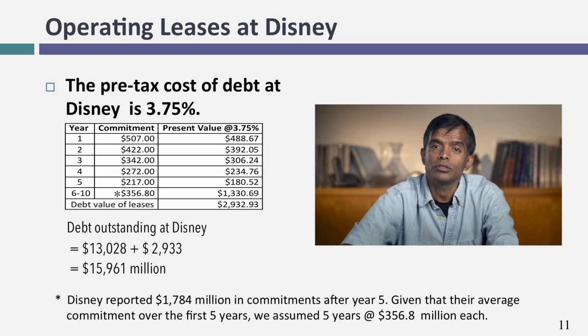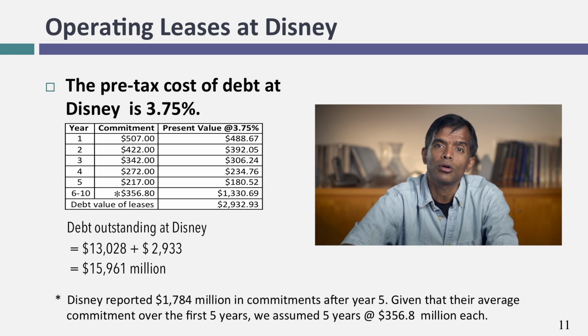You don't have to do this if you don't want to, but I think it's a much better approximation than treating that entire lump sum as coming in year 6. I then discount these lease commitments all back to today using the pre-tax cost of debt. Why the pre-tax cost of debt? Because these are pre-tax lease commitments, and the present value that I get for these lease commitments is $2,933 million. That's the debt value for my leases.